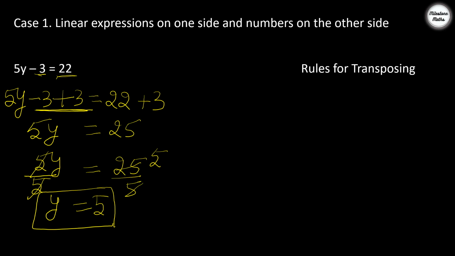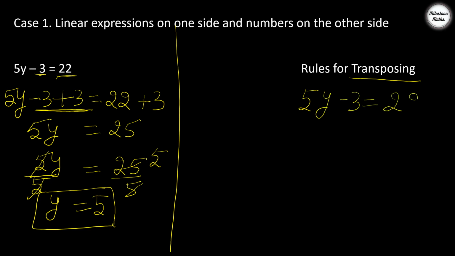Now the second method is transposing. We have to transpose the term to the other side. Let me take the same question, 5y minus 3 equals 22. This method is actually a little shortcut method. We have to get rid of this minus 3, right? Transposing means we transpose this term because we want only y on the left hand side. Whatever you are transposing, always first the plus and minus terms should be transposed, then the multiply and divide terms. So this minus 3 will be transposed to the other side.